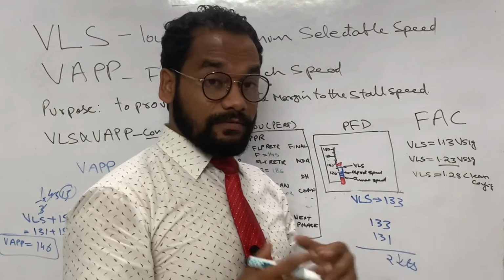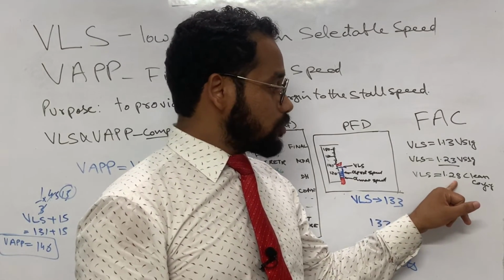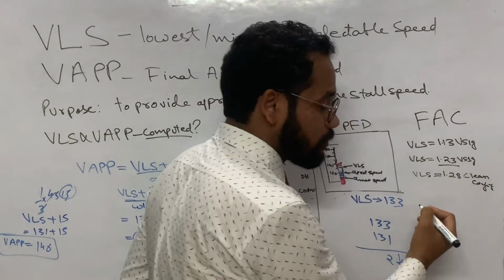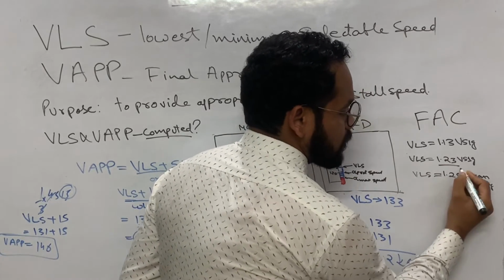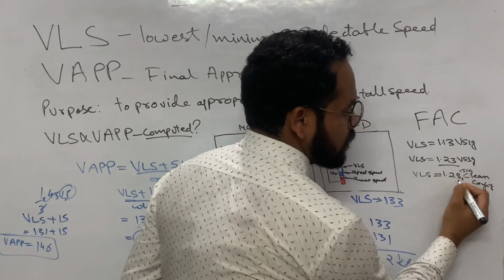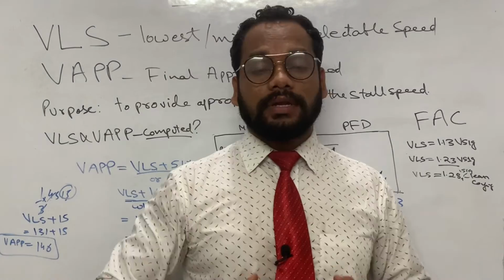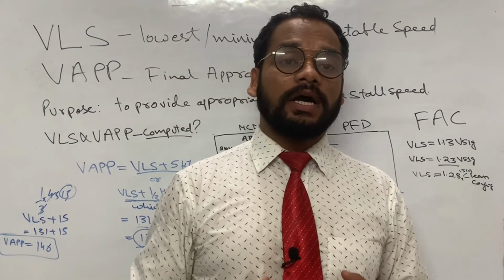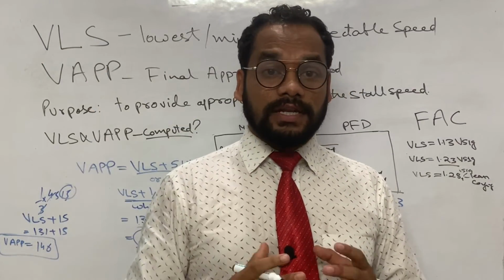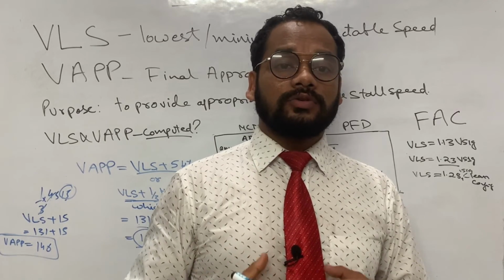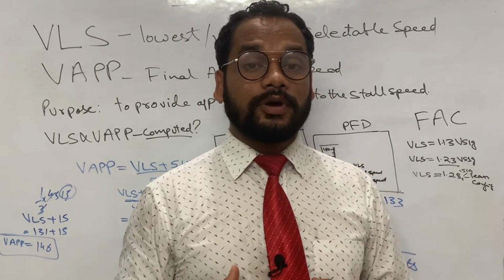Okay friends, and VLS can become 1.28 VS1G in case of clean configuration. Sorry, I forgot to write VS1G here. The next important point about VLS is that above 20,000 feet, the VLS is corrected for mach effect to maintain a buffet margin of 0.2 G.